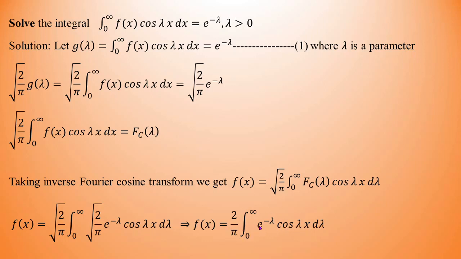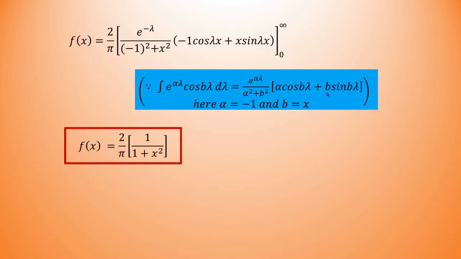Now just simplify this integral. This we have done many times. We have evaluated such integrals using this formula, where alpha is nothing but minus 1 and b is nothing but x. Substitute accordingly. Do this replacement in a better way. Apply the limits. So you will have, after simplification, f of x as 1 upon 1 plus x square multiplied with 2 by pi. So this is nothing but the solution of this integral equation.